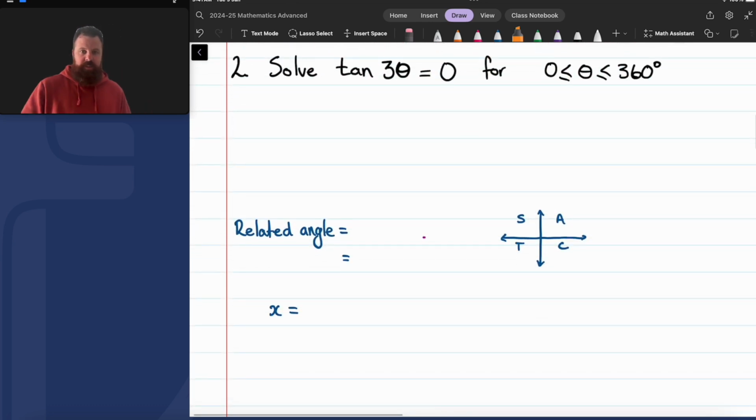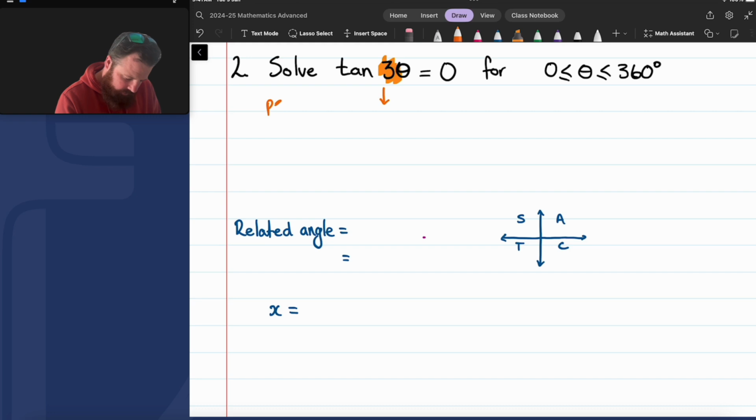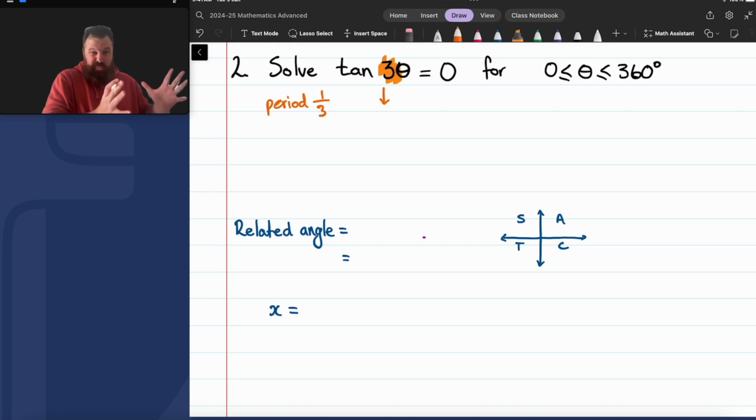So, question 2 here. Solve tan of 3 theta equals 0 for theta between 0 and 360 degrees. Happy days. This one we know pretty well. So if we have a look at this, the first thing I'm seeing here is 3. So that is my period. Changes by a third. Everything's squished in.